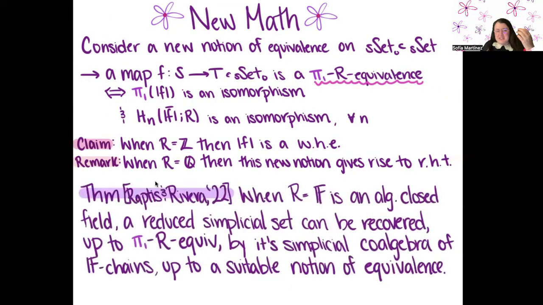The theorem that I want to bring to your attention today, as it turns out, is when R is an algebraically closed field, a reduced simplicial set can be recovered up to this notion that I just defined for you, pi1-R equivalence, by its simplicial coalgebra of R-chains. And this is up to a suitable notion of equivalence of coalgebras, right? This is a really interesting theorem because it's saying I don't really have to know much about the space. I can just study something algebraic, a coalgebra, in fact, and I can get all the homotopical information that I need with respect to whatever ring I want to work over, and it's there algebraically.